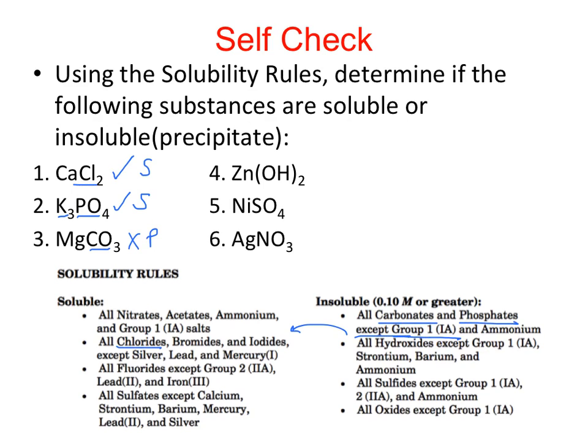In question 4, we've got the hydroxide ion. The hydroxide ion is on the insoluble side, and zinc is not a group 1A, strontium, barium, or ammonium, so that's going to remain insoluble and will become a precipitate. Sulfate is on the soluble side, and it's not calcium, strontium, barium, mercury, lead 2, or silver, and so it will be considered soluble. And the last one is nitrate. Nitrates are always soluble.